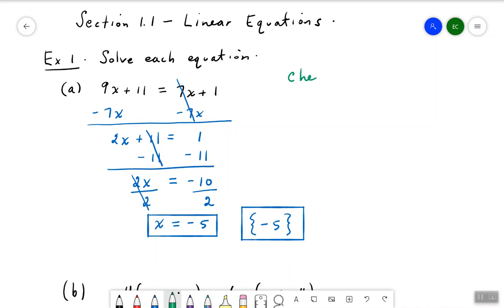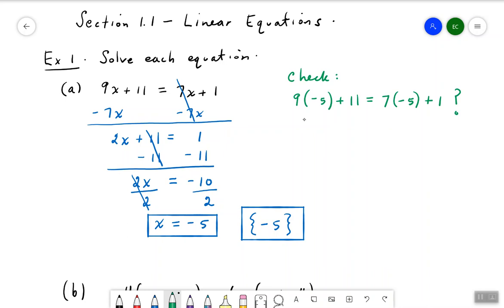And then there's one more thing that we might like to do in this problem, and that would be to check your answer. If we're going to check, then we're going to take that answer, negative 5, and plug it back in for x in the original equation, and see if it makes a true statement. So we've got 9 times negative 5 plus 11 on the left, and on the other side of the equal sign, 7 times negative 5 plus 1. We want to verify that this really is true.